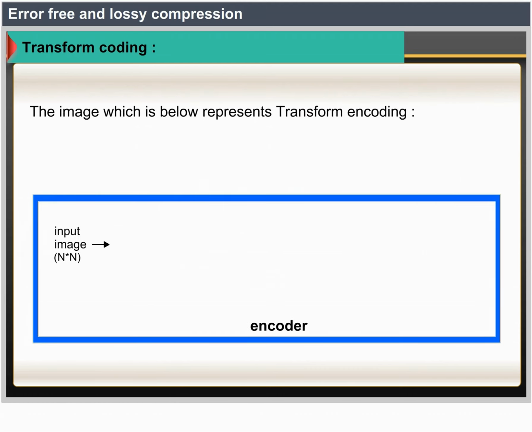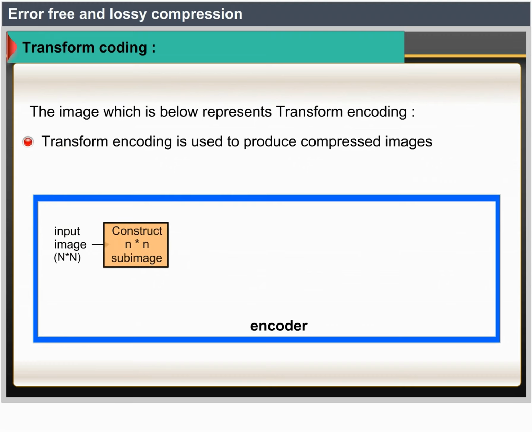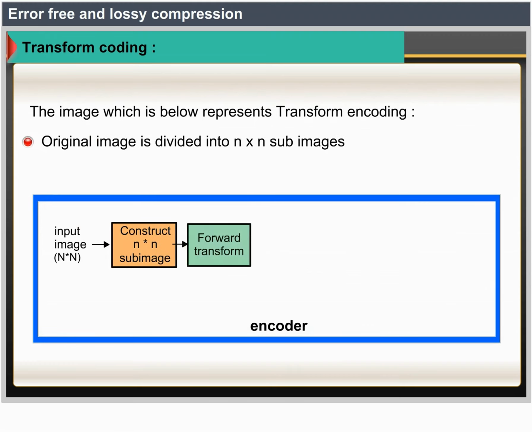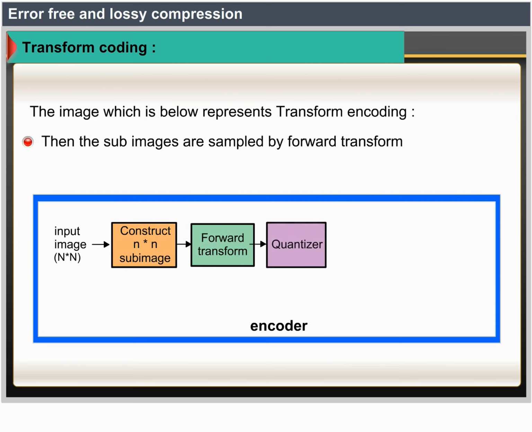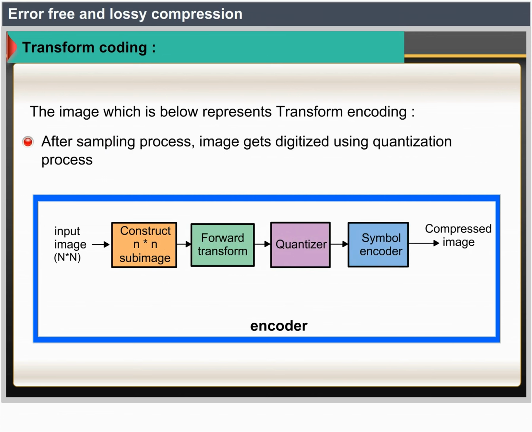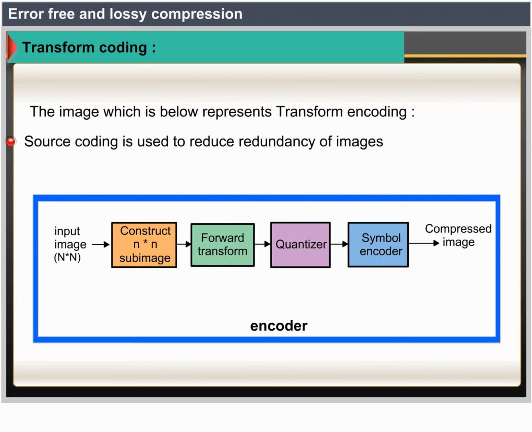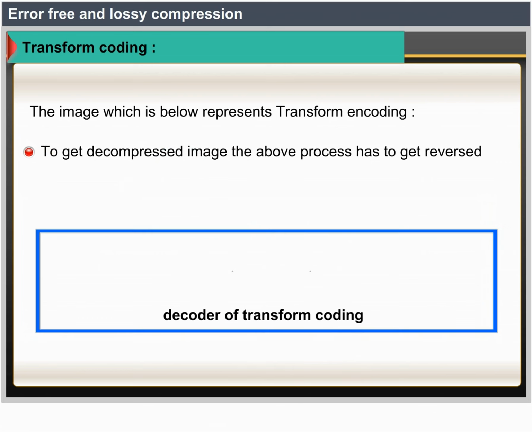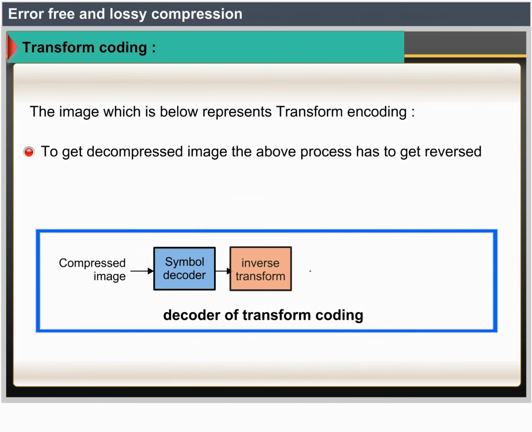Transform encoding is used to produce compressed images. The original image is divided into n by n sub-images. Then the sub-images are transformed by the forward transform. After the transform process, the image will be digitized using the quantization process. Source coding is used to reduce redundancy in images. To get the decompressed image, the above process will be reversed, as is now seen.